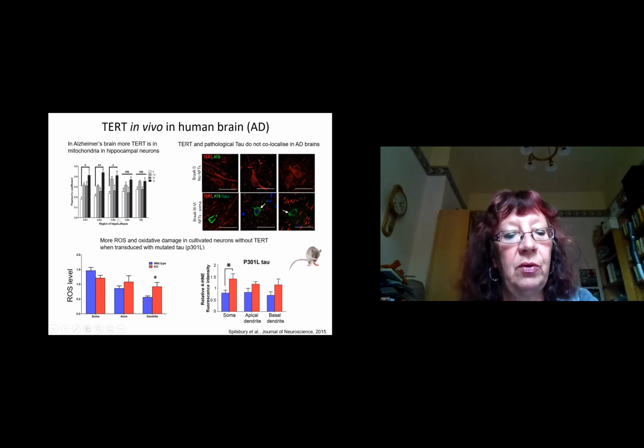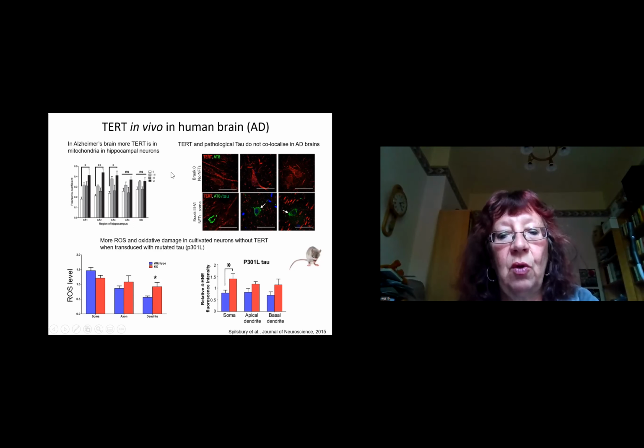We found, in all three CA1, 2, and 3 regions, that Braak stage 6, which is the highest stage of Alzheimer's disease, has significantly more TERT protein in the mitochondria than age-matched controls, which are shown in white bars. However, what we don't know exactly is what it means. Intriguingly, when we have Braak stage 0, we only see TERT protein shown in red in the neurons.